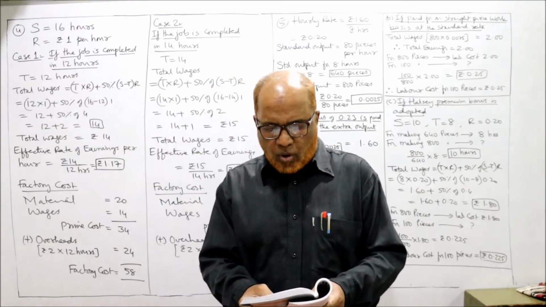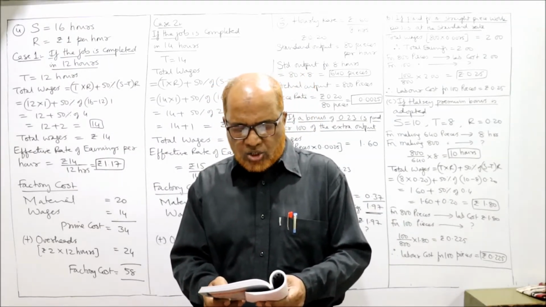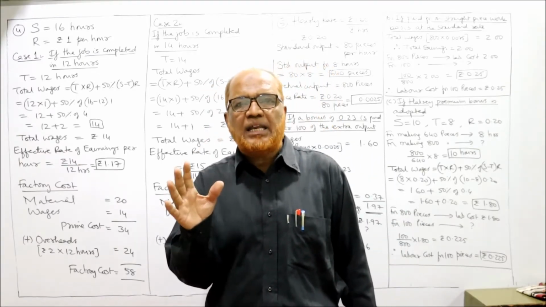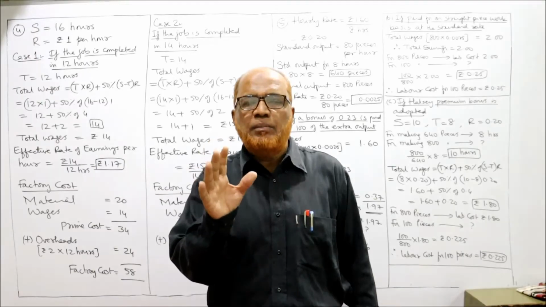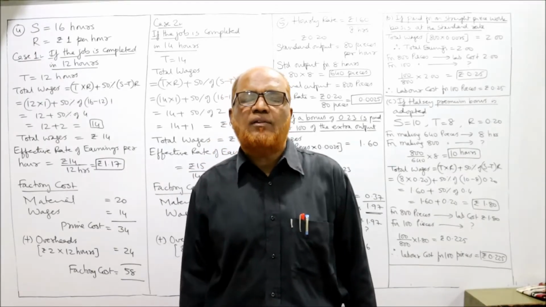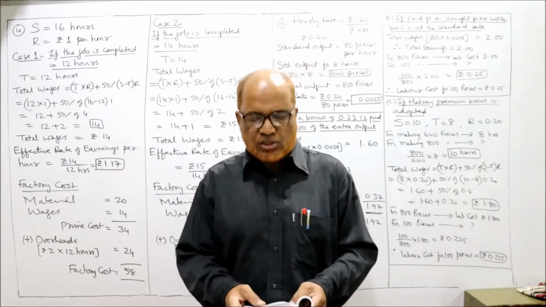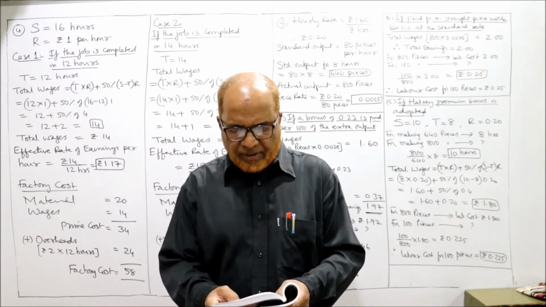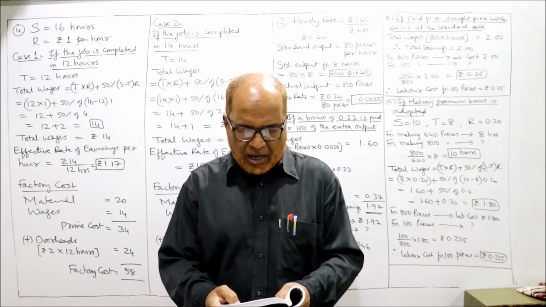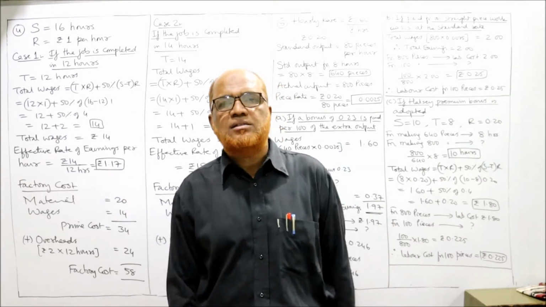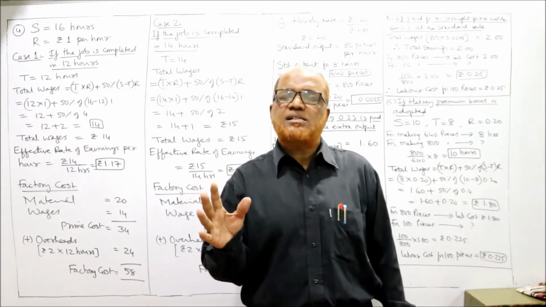Material for the job cost ₹20 and overheads are charged at ₹2 per labor hour. So whenever we are given material and overheads, that means we are required to calculate the factory cost. Then calculate the wages and effective rate of earnings per hour if the job is completed in 12 hours and in 14 hours. So 2 different cases are given.